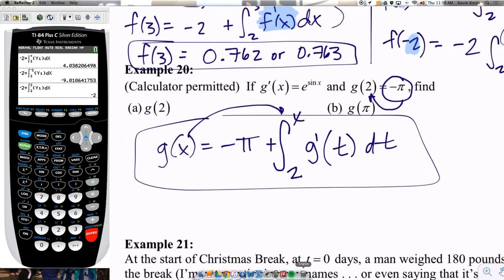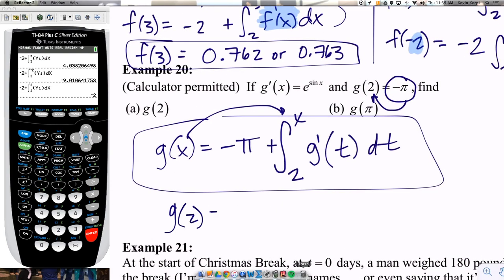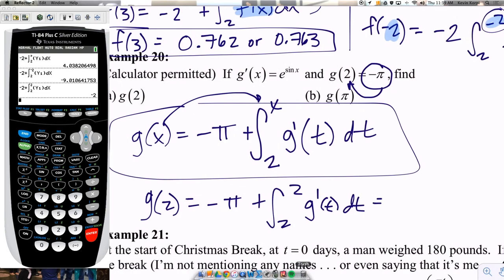And now you can use that if you want. G of 2, now pretty easy. It's going to be negative pi plus the integral from 2 to 2 of g prime of t dt. And, of course, that's what? I can do that without a calculator. What's the integral from 2 to 2? 0. So negative pi plus 0 is negative pi.